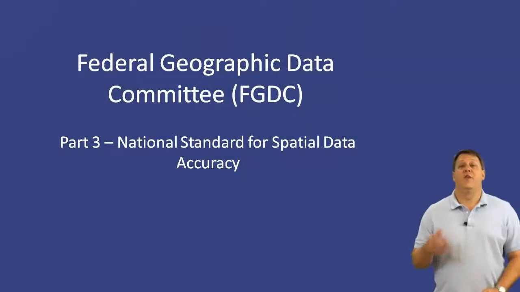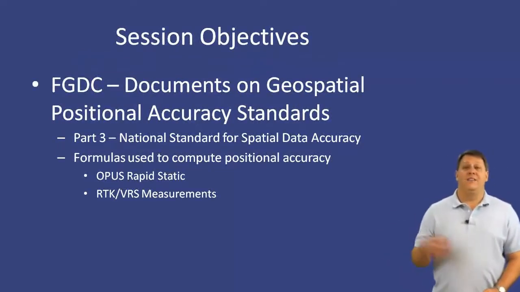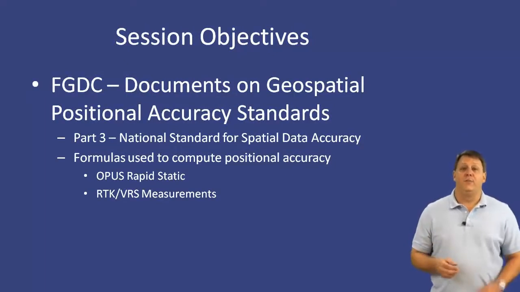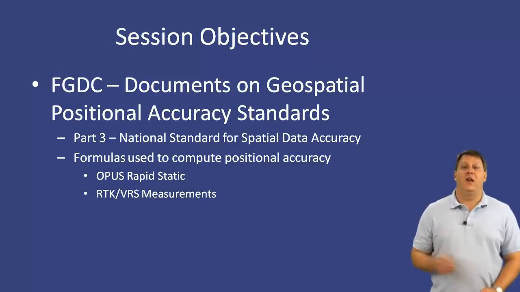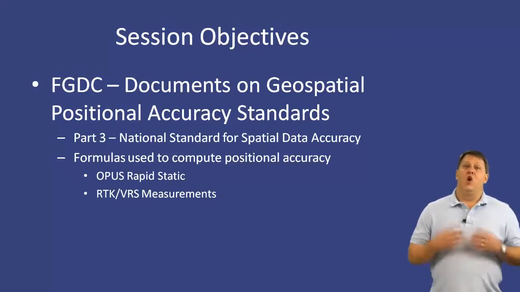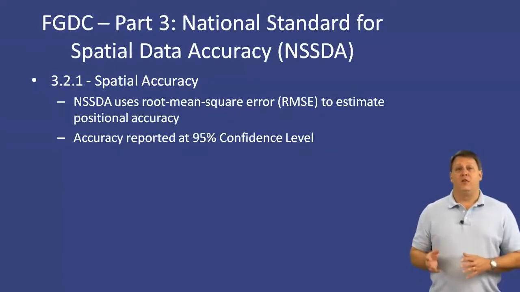The Federal Geographic Data Committee's document, Part 3, the National Standards for Spatial Data Accuracy. Down below this video, you will find Part 3, the National Standards for Spatial Data Accuracy. This document is where we get the formulas that are used to compute positional accuracy from OPUS rapid static reports and RTK or VRS measurements. Feel free to pause the video at this time to print out this document. Great, now that you've got the document printed out, let's go ahead and go to page 3-4.